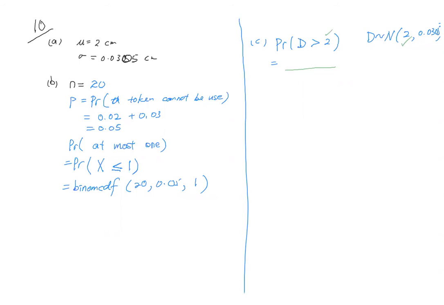Ethan Xu, what is the answer? 0.125. Why 0.125? I just took 0.5 to the power of 3. Yes, this is 0.5, right? So for this one, 0.5 to the power of 3. Yes, you are right. So 0.125. All the 3 are more than 2 cm. So you don't have to use any normal CDF, because it is more than the mean. Half of it is more than the mean.